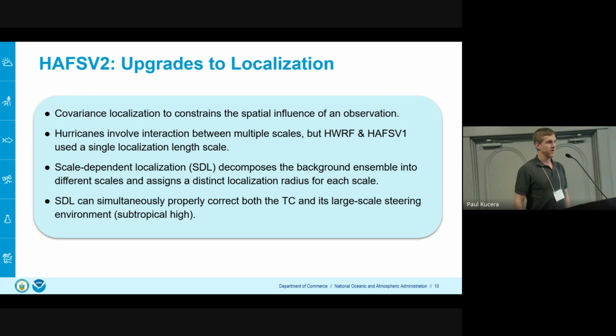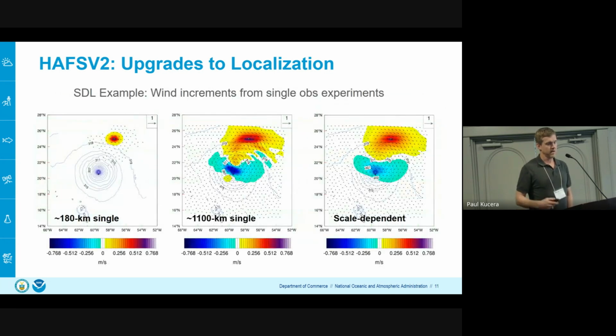Historically, HWRF and HAFS V1 only had a single covariance localization. There's no multi-scale component. OU developed scale-dependent localization, which decomposes the background in the ensemble into multiple scales. And so this was developed and applied to HAFS. They gave a talk that included this previously. So here's just an example of what this looks like. On the left, we have analysis increments with a single small scale localization. In the middle, you have increments with a single large scale localization. On the right, the scale-dependent localization. So this is just one example with the single OB test.